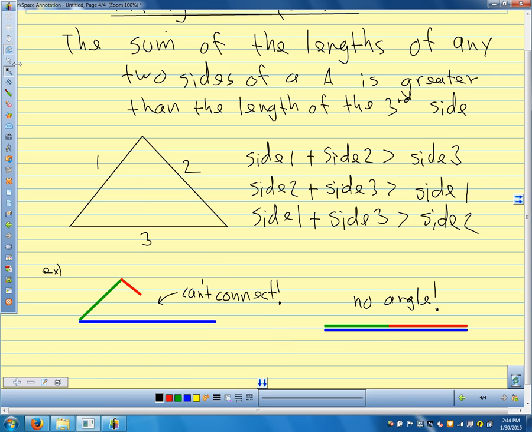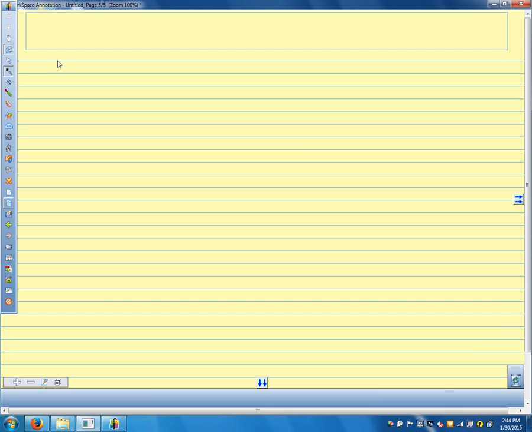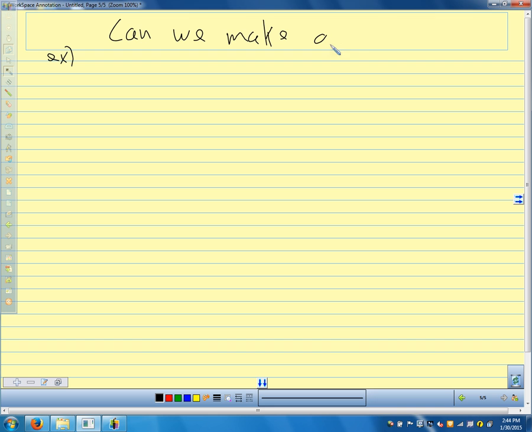So let's look at a couple of examples of problems that you might be asked to do with a triangle inequality. You have questions before we go on? I love the triangle inequality. For all these examples, we're going to say, can we make a triangle? So here are our sides. 6, 13, and 8. So those are our side lengths.